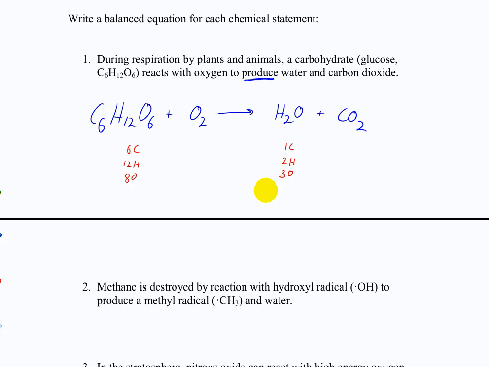Many of these will be very easy. You'll just look at it and say, oh, there's got to be a 2 here and a 2 here, and we're done. But some of them are going to take a little bit more work. If you want to do it in a systematic way, meaning step by step, where you always do it the same way, what I recommend is always do the elements first that are in the fewest molecules. For instance, in this case, carbon is only in 1 molecule on the left and 1 on the right. Hydrogen's in 1 on the left, 1 on the right.